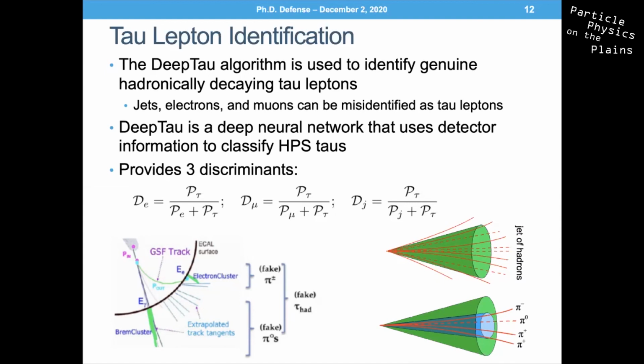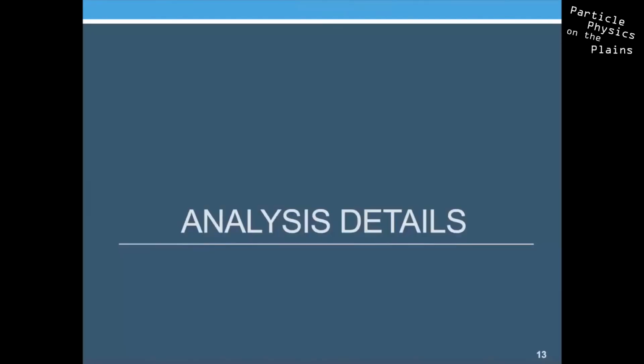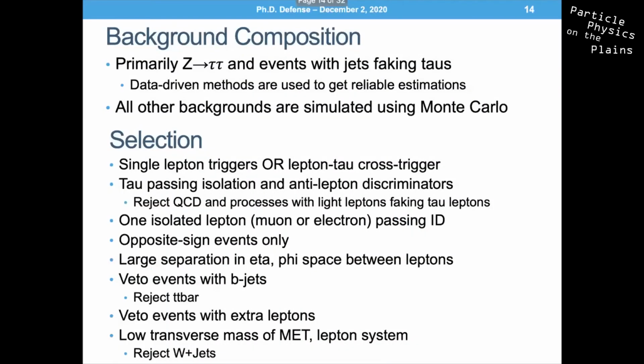It gives you a probability of those four. And then you can build discriminants to veto electrons or muons or jets using ratios of these probabilities. So that's how we make sure that we're rejecting as many fake taus as we can. So then we can move on to the details of this analysis.